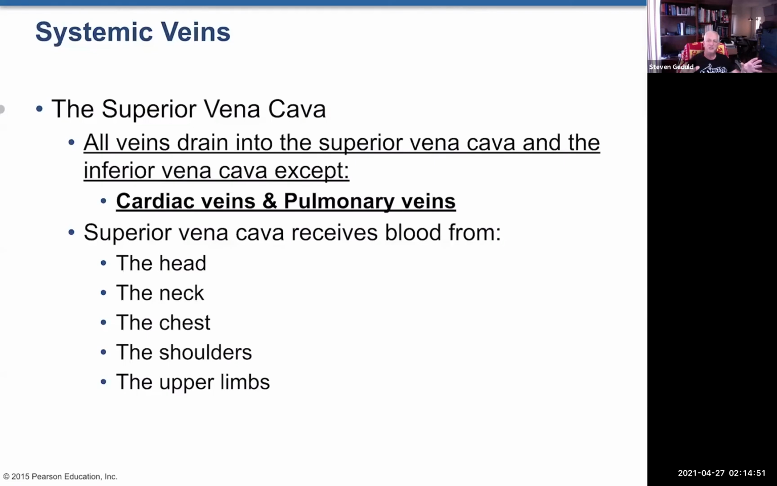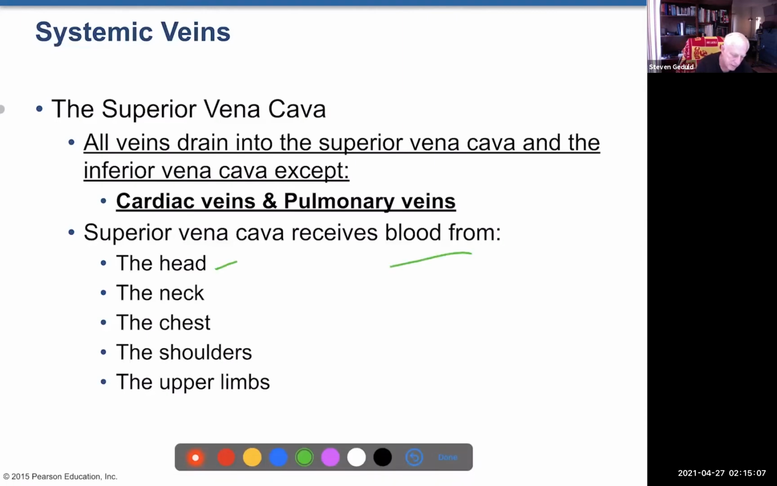All veins in your body drain into the superior vena cava and the inferior vena cava, except the pulmonary veins, which drain from the lungs, and the cardiac veins, which go to the coronary sinus. The superior vena cava receives blood from your head, neck, chest, shoulders, and upper limbs.